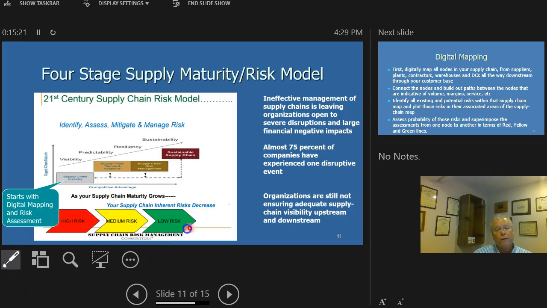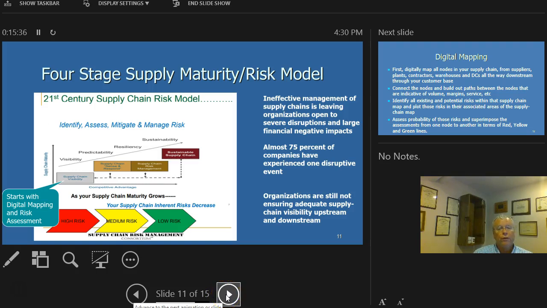So I like stoplight charts. I think they're very clear. Everybody understands them. So I like the concept of three-tier. And this is kind of a way to look at it in terms of where to go.